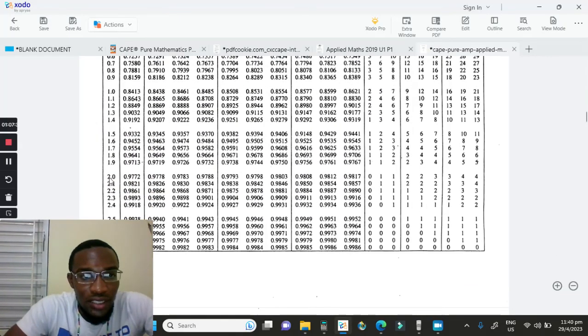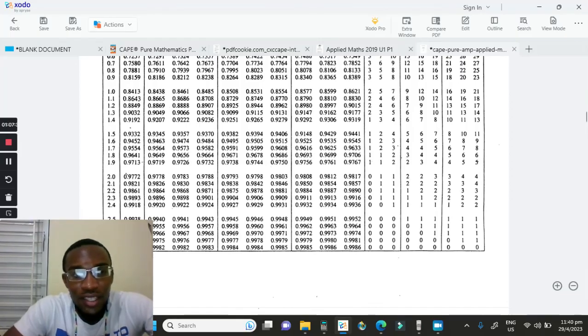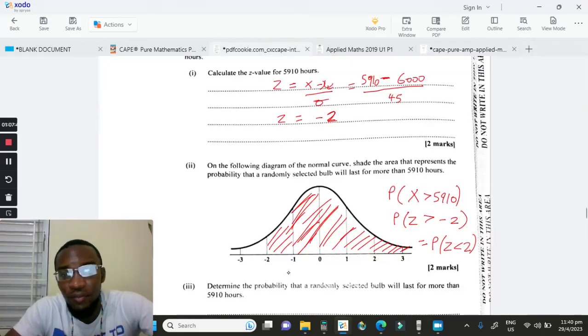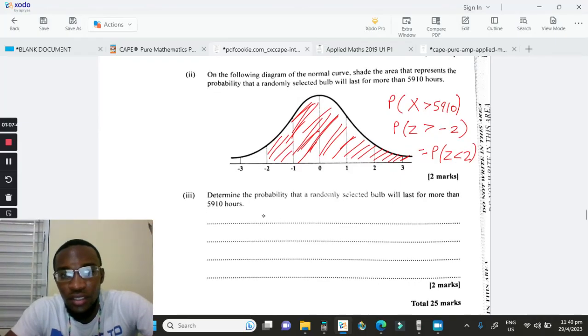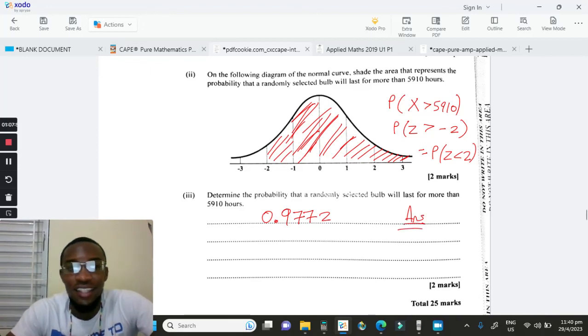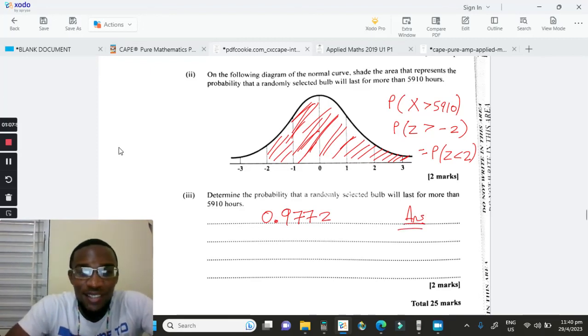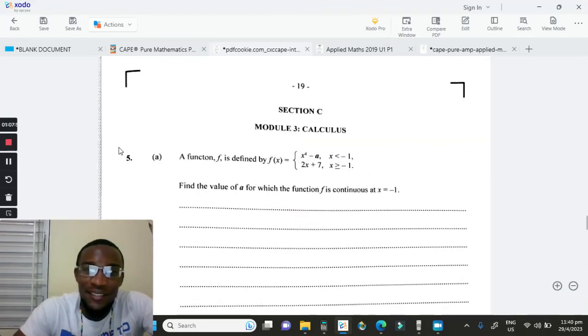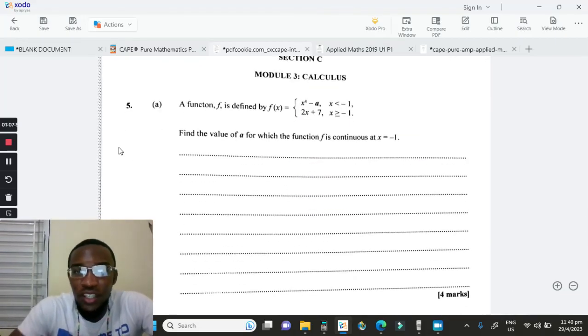Here's 2.0 at 0.9772. This is it in our normal table, 0.9772. So in that case now, this is now 0.9772. That's our answer. Very easy. And guess what? Module 2 is now complete. Nice. We're in module number 3 now.